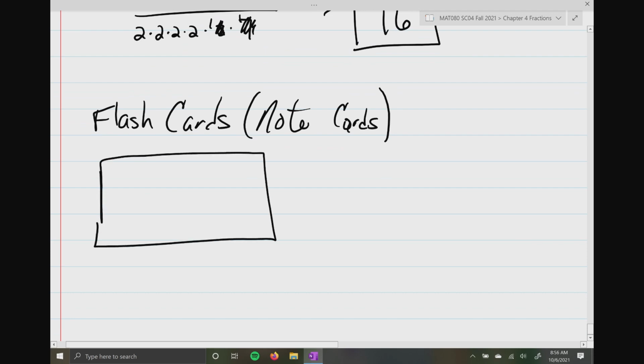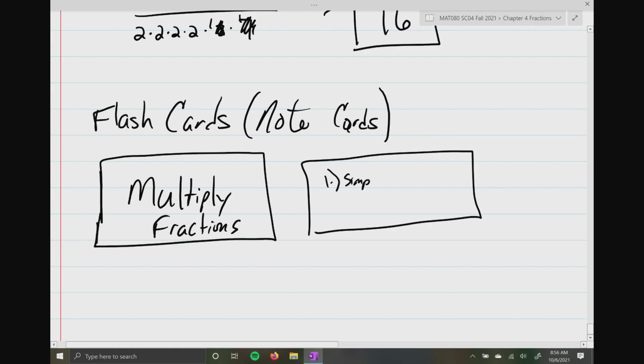Here's an example of the first one. That should be on the front: multiply fractions. Here's what should be on the back. All right, there's your first flashcard. So look at it, multiply fractions, and then you should think about, okay, simplify using prime factorization, cross out any numbers that are the same on the top and bottom, multiply the leftovers.